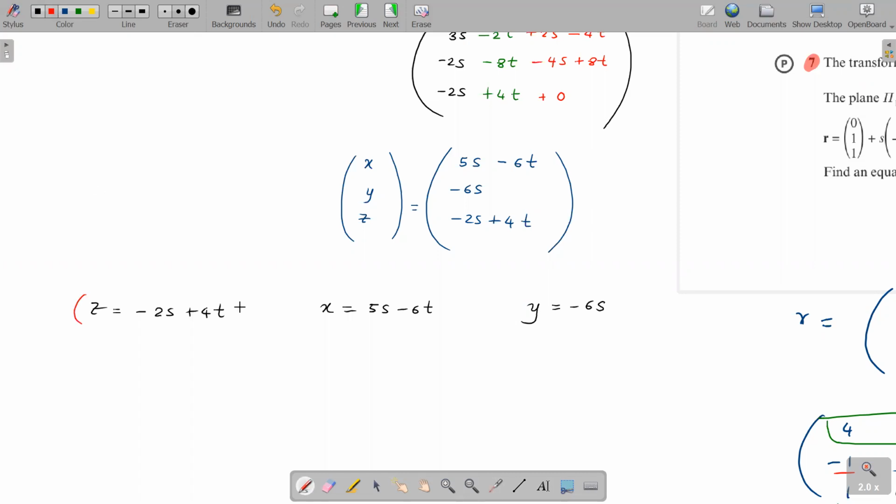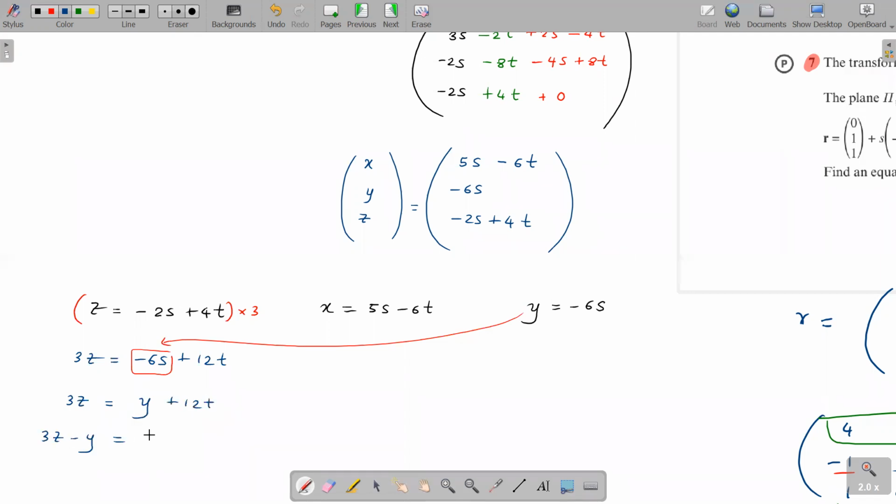Basically, if I get rid of S first, I just have to multiply this equation by 3, right? That gives me 3Z equals minus 6S plus 12T. Okay, and we get here Y is equal to minus 6S, right? So can you see that minus 6S can directly be substituted from here to here? So 3Z equals minus 6S, which is Y, plus 12T. So I get 3Z minus Y equals 12T. Do you agree? T equals 3Z minus Y over 12. So now I combine the first equation and the last one.